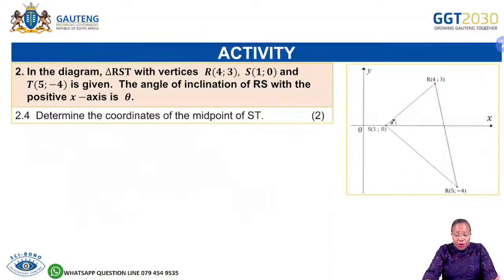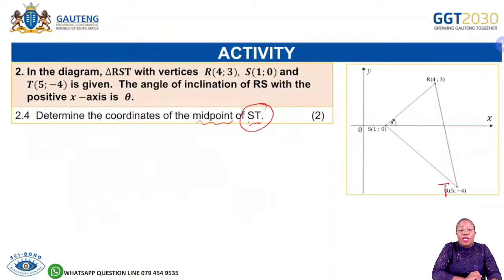Right, on question 2.4, we are still on the same diagram. Remember, this is T. Okay, determine the coordinates of the midpoint. Midpoint is a middle point between S and T. Calculate the coordinates of the middle point between S and T. Do you still remember our tip? Is that take out the coordinates of S and T from the given information. So what is S coordinate? Is 1 and 0. To avoid mistakes, grade 12, this will assist you. And then T is 5 and -4.